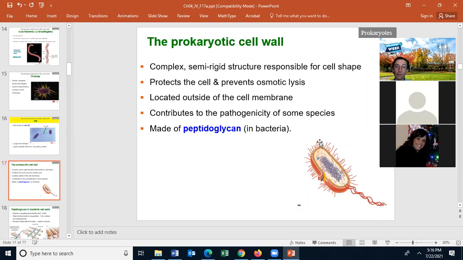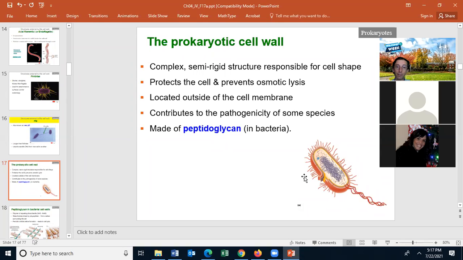The cell wall is located outside the cell membrane, and even though the cell membrane is considered the gatekeeper of what can come into and outside the cell, we do consider the cell wall the last part of the cell. Anything external to the cell wall we call external to the cell. The cell wall can contribute to the pathogenicity of some species, like Mycobacterium. The portions of the cell wall can contribute to the pathogenicity of that bacteria.